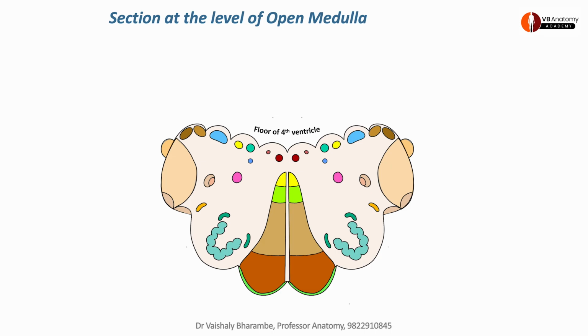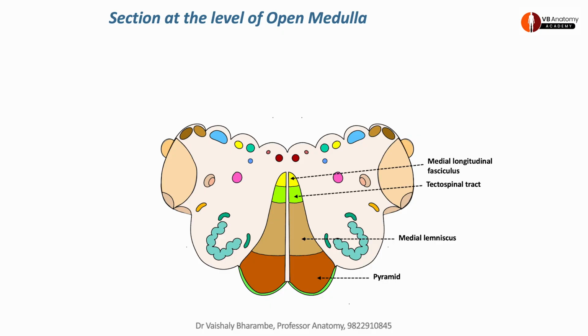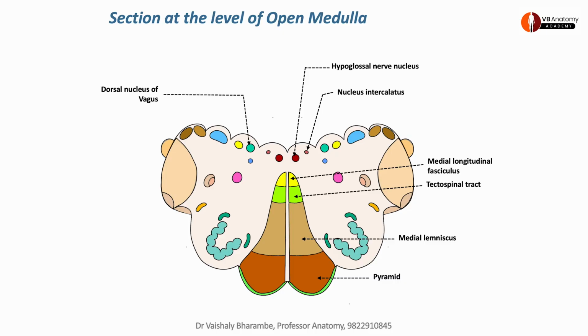Let's now begin to label it. This is the pyramid, the medial lemniscus, the tectospinal tract, the medial longitudinal fasciculus. The nuclei in the floor of fourth ventricle: hypoglossal nerve nucleus, nucleus intercalatus. Lateral to that, dorsal nucleus of vagus and nucleus of tractus solitarius. Now on to the sensory nuclei, vestibular nucleus and dorsal and ventral cochlear nuclei.